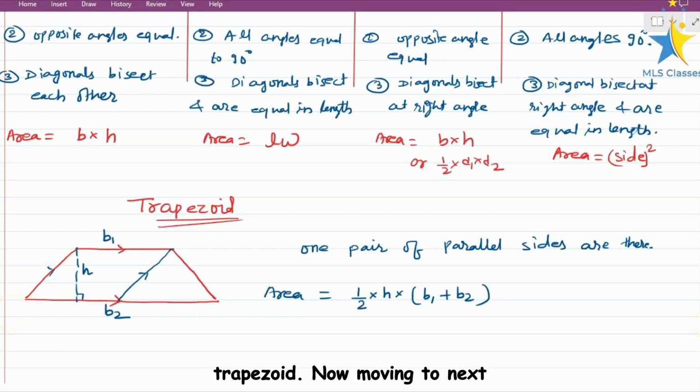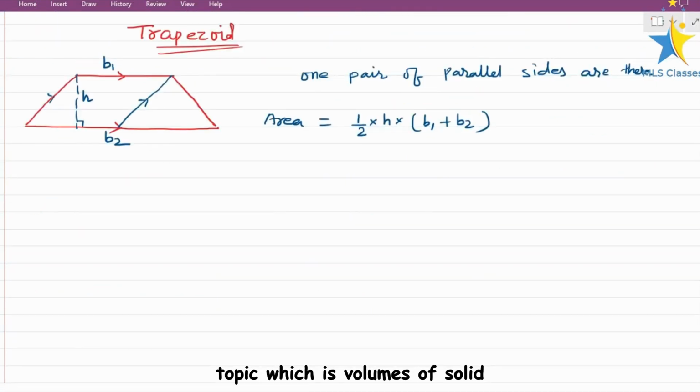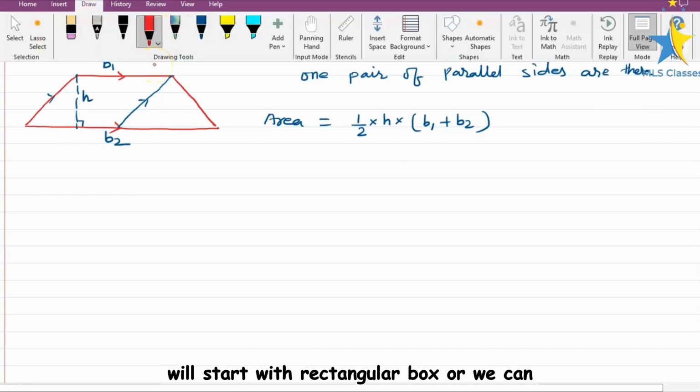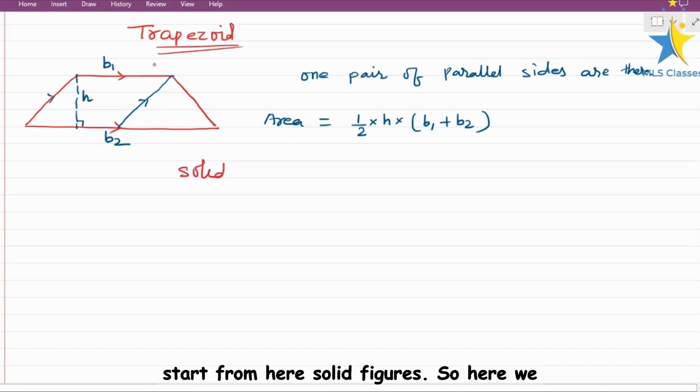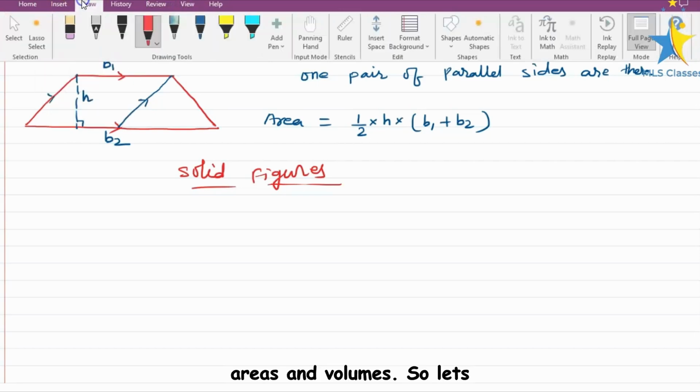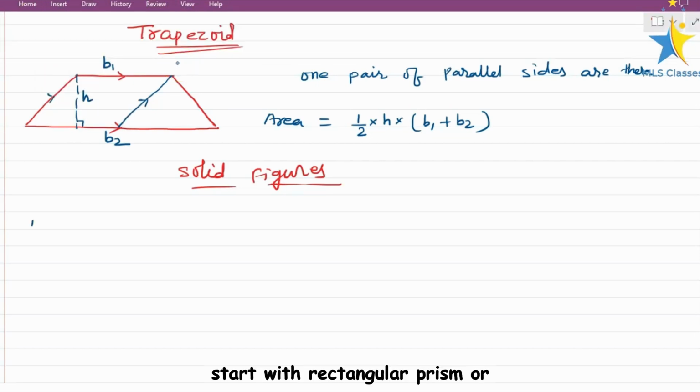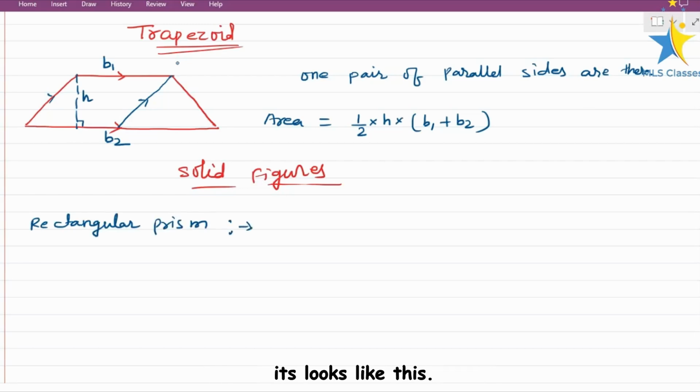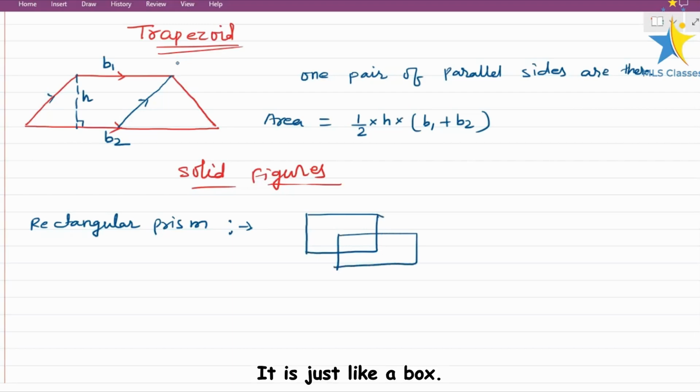Now moving to the next topic, which is volumes of solid figures and properties. So we will start with the rectangular box, or we can say rectangular prism. So we'll start from here, solid figures. Here we basically will have to know about areas and volumes. So let's start with the rectangular prism or box. In a rectangular prism, it looks like this. It is just like a box.